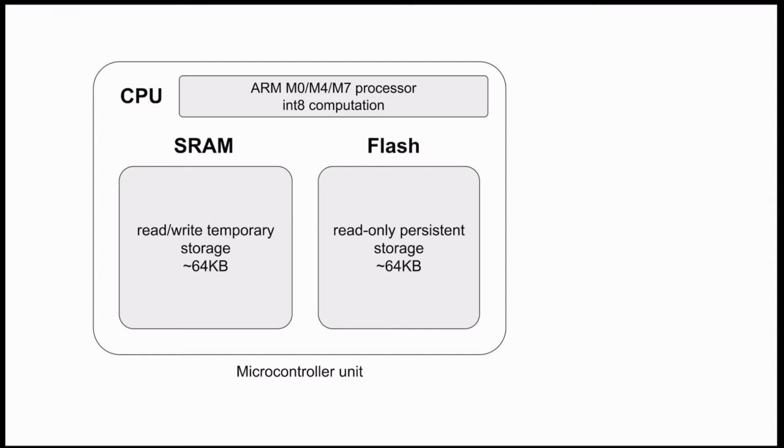Now, let's look at the microcontroller unit from a computational point of view. For our purposes, an MCU will consist of a central processing unit, a read and write temporary memory called SRAM, and finally a read-only persistent storage called flash memory.